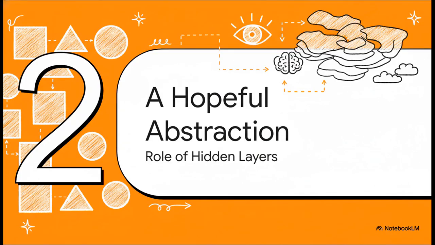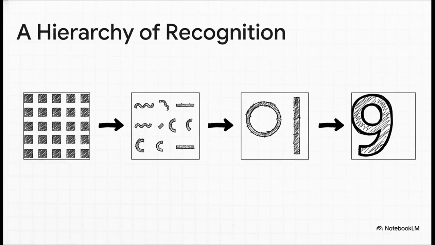So, what is the whole point of these hidden layers? I mean, why not just connect the inputs directly to the outputs? Well, the answer lies in this really beautiful idea. The network learns to recognize things by building up layers of abstraction. The hope, the grand idea, is that the network learns a kind of hierarchy.